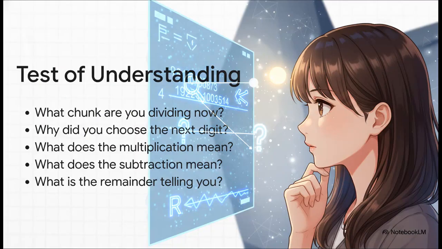And this is the real test, right? It's not about just getting the number at the end. Do you really get it? Can you explain what you're doing? Like, what chunk of the number are you working on right now? Why did you pick a 7 for the answer instead of a 6 or an 8? What does that multiplication step even represent? And what is that little remainder trying to tell you? If you can answer those kinds of questions, then you've really got it.